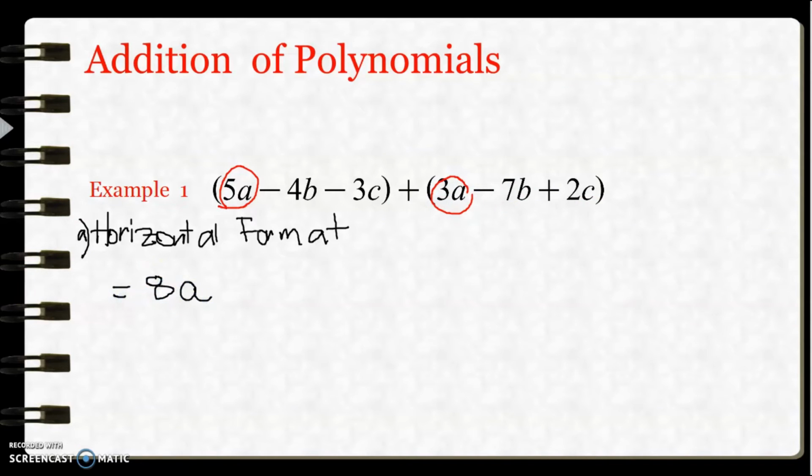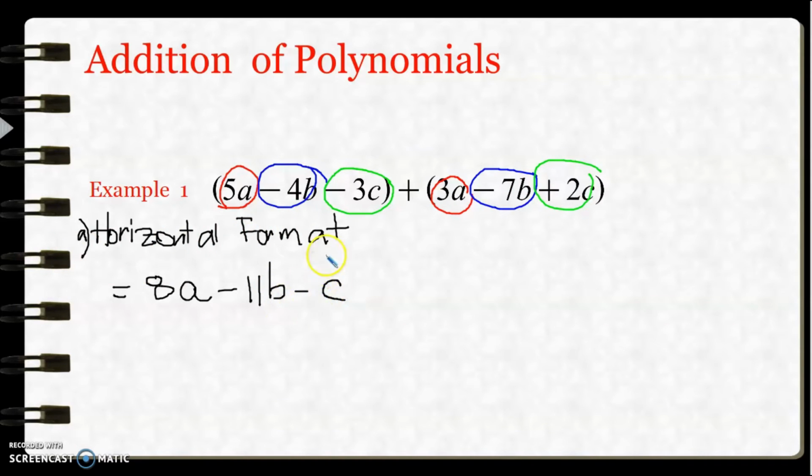There you go. Sunod naman, negative 4b. Negative 4b is similar to negative 7b. And when we combine the two, we will be getting a negative 11b. And last but not the least is negative 3c to be combined with positive 2c. As we combine the two, we will be getting a negative c. Take note, if the numerical coefficient is 1, you don't write it. Since it's negative 1, we just put the negative sign. And there you have the final answer for horizontal format.